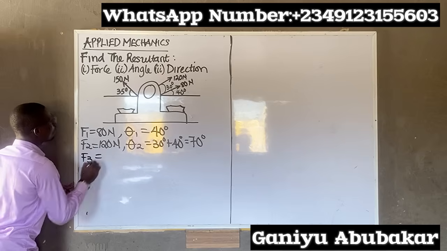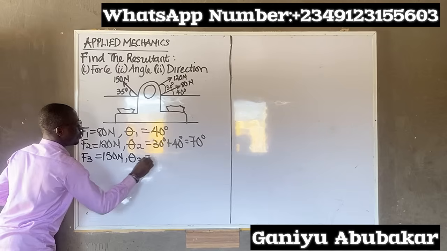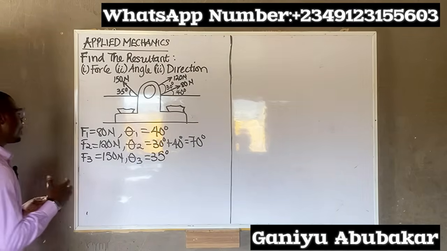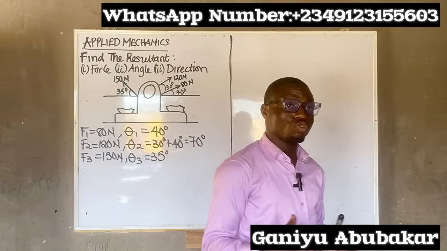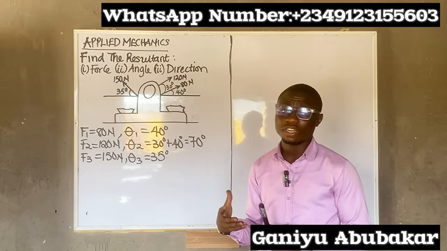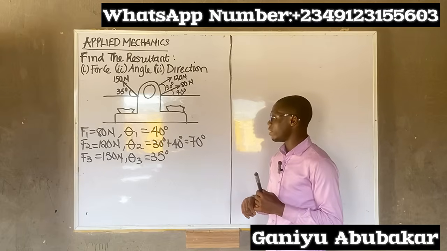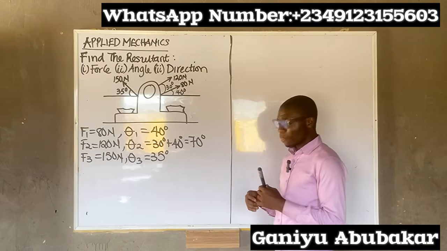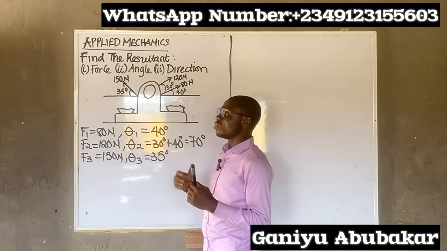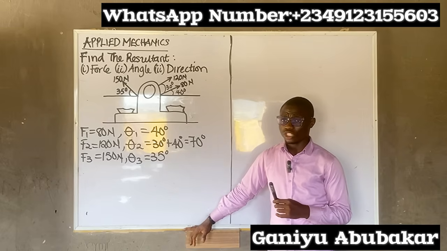F3 equals 150 Newton. Theta 3 is equal to 35 degrees. So I've defined F1, F2, F3. That's the first task: define each of the forces, F1, F2, F3, and define our angles, theta 1, theta 2, and theta 3. Your next task now is to apply the conditions of equilibrium, right? So let's apply the conditions of equilibrium to solve this particular question.